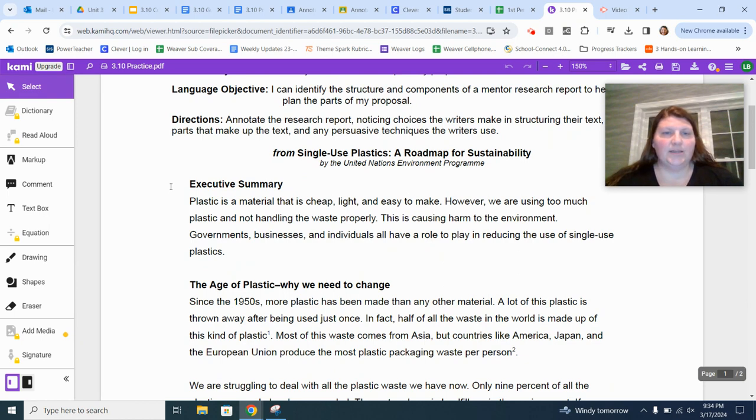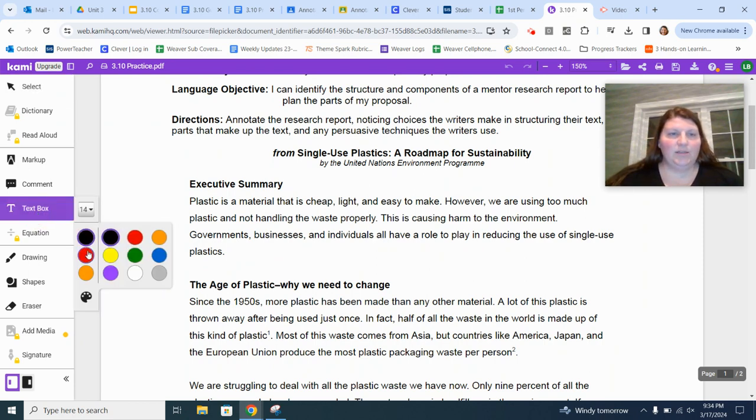The subheading is Executive Summary. Plastic is a material that is cheap, light, and easy to make. However, we are using too much plastic and not handling the waste properly. This is causing harm to the environment. Governments, businesses, and individuals all have a role to play in reducing the use of single-use plastics. So as we are reading, we're going to annotate.